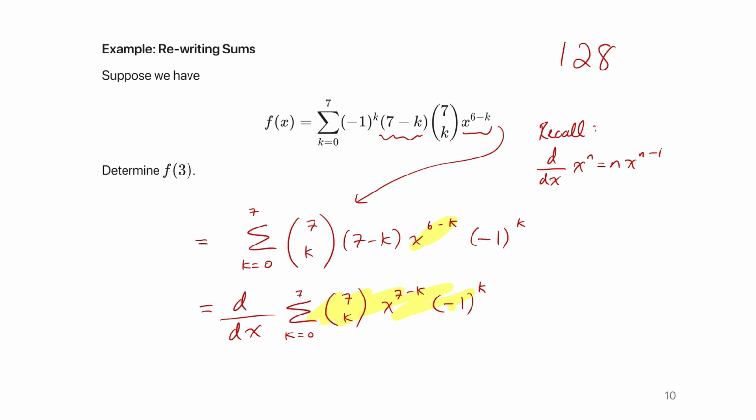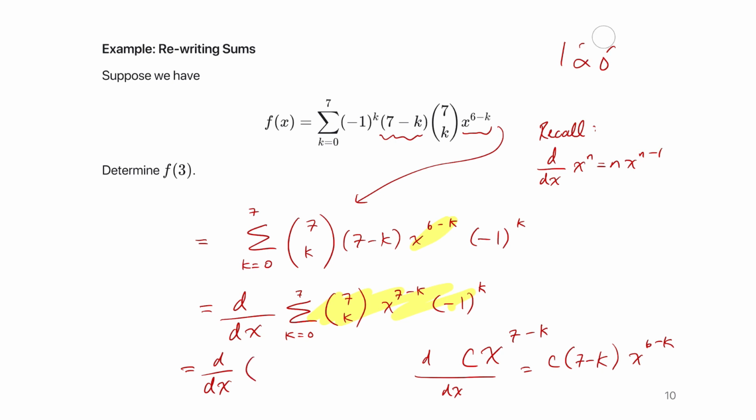And then I just have the equivalent of some constant times x to the 7 minus k, and the derivative of that is the same constant times 7 minus k times x to the 6 minus k. Is this clear? Okay. And so now that we've established that this is the derivative of something, what is it the derivative of? Well, it's the derivative with respect to x of, actually the answer might not actually be 128, but you'll see where we're going. It's the expansion of x minus 1 to the 7. Is that clear?